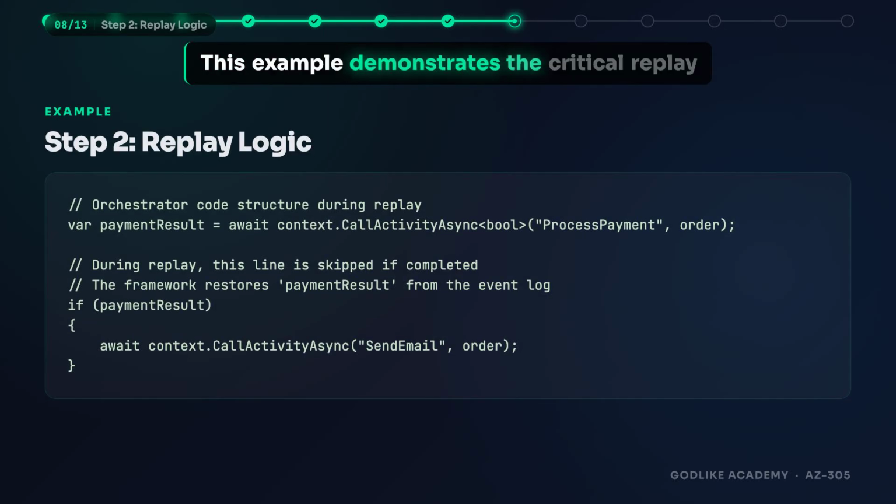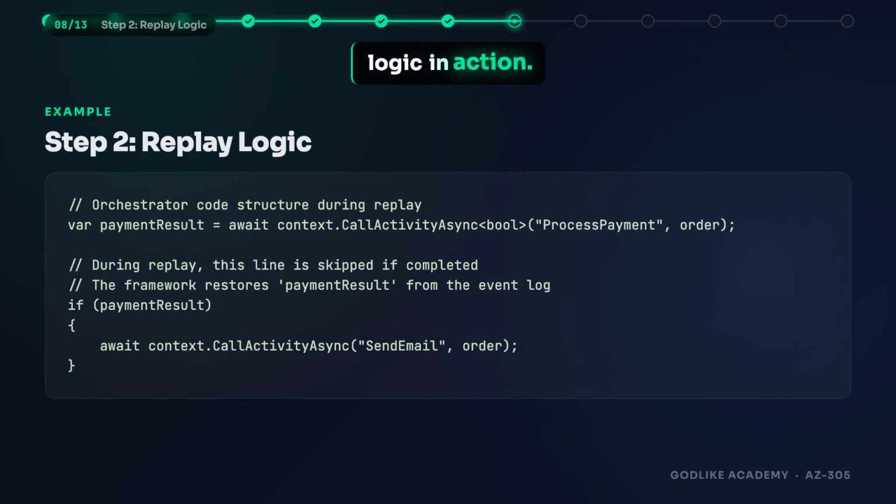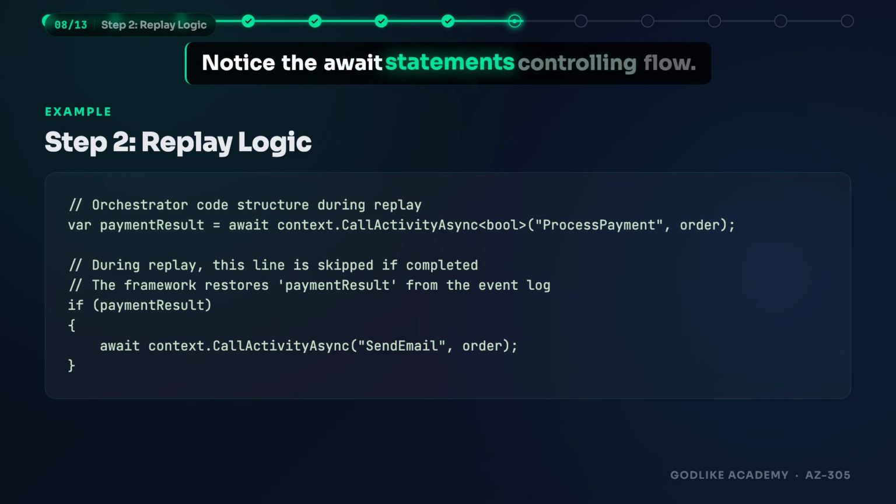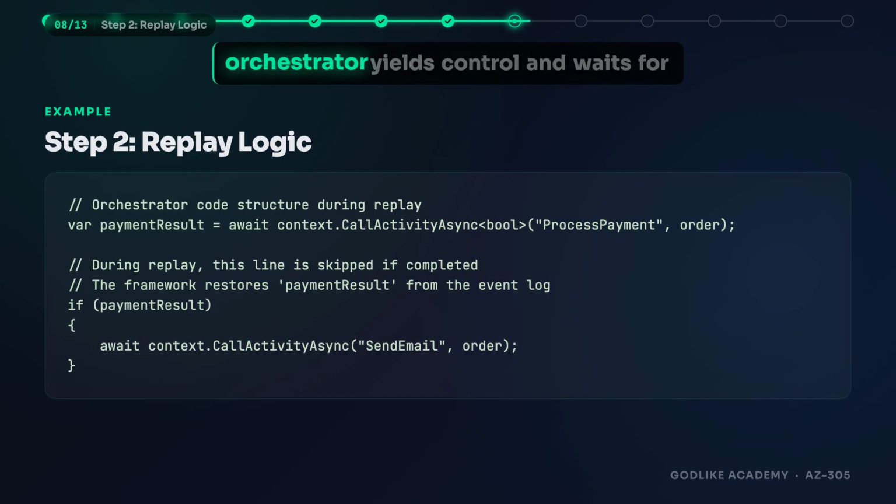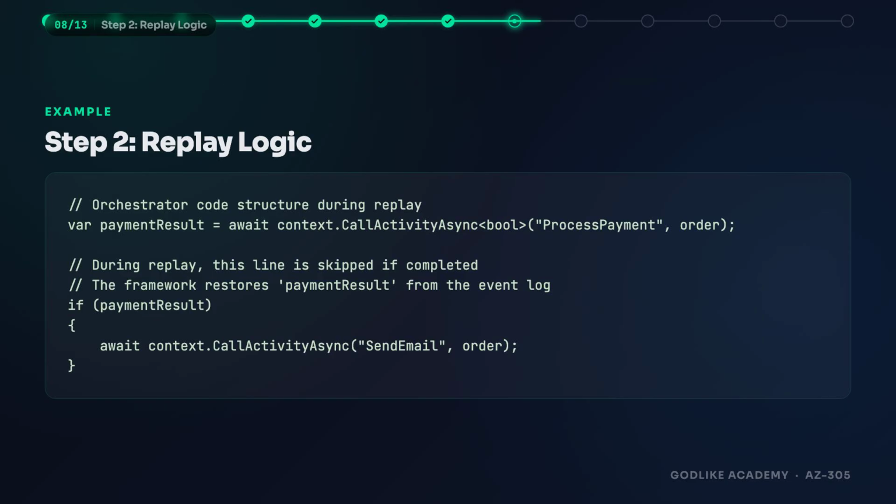This example demonstrates the critical replay logic in action. Notice the await statements controlling flow. When process payment is called, the orchestrator yields control and waits for the result. The framework records this wait event in the history.